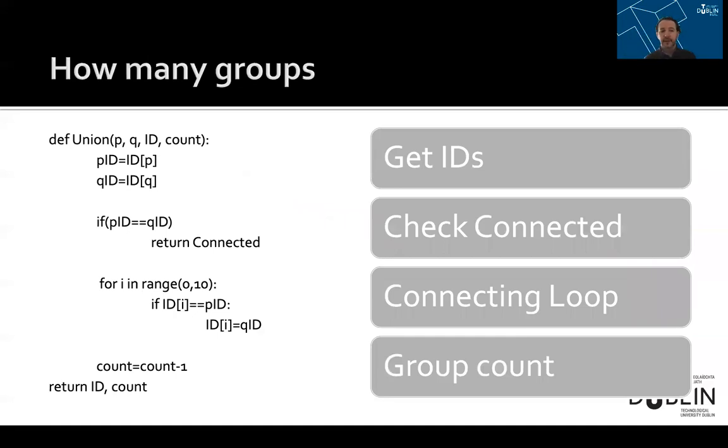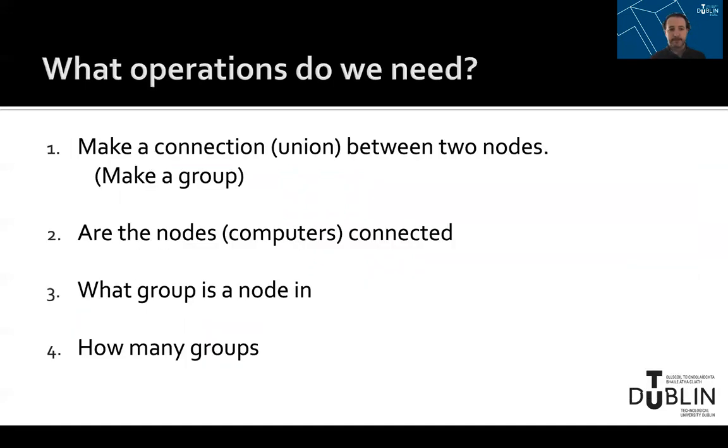So this is our pseudocode. The first part gets the IDs. The second part checks if it's connected. If they're connected, it ends. Here, if they're not connected, it goes through and finds, if you're part of the group that's being connected to, change your ID to the new group. And then give the new ID and new count, and that's the end of it.